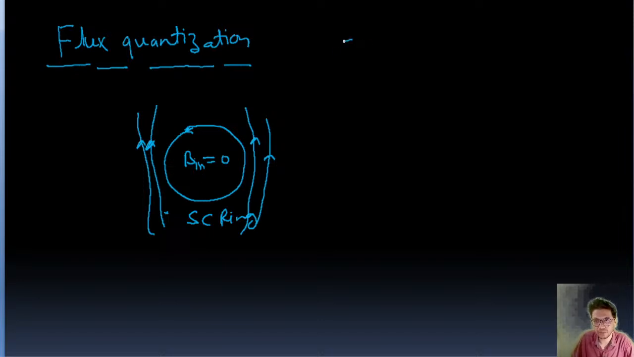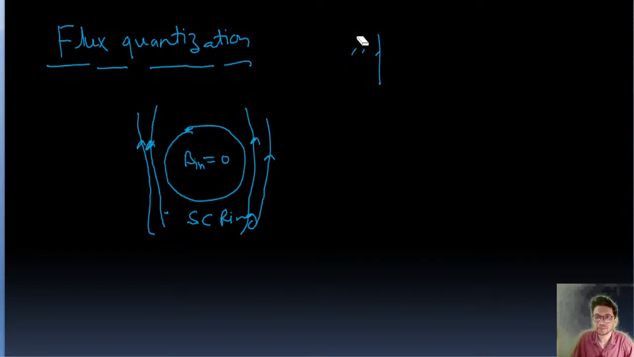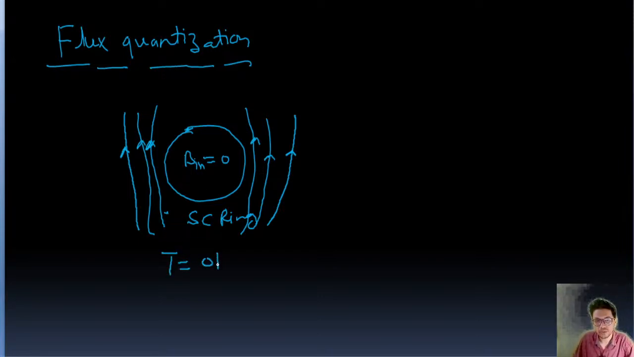But if we talk about a normal conductor, if you pass the magnetic field, the field lines will penetrate the conductor. These are the magnetic field lines which pass outside of the superconducting ring, and this is at T equal to 0 Kelvin.